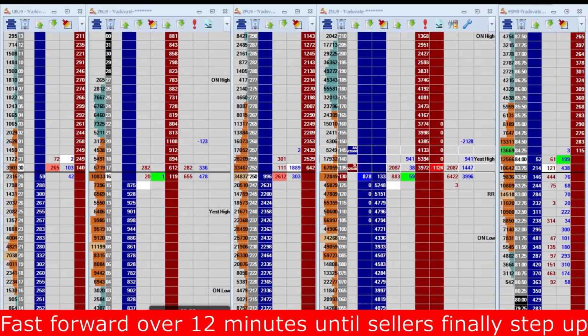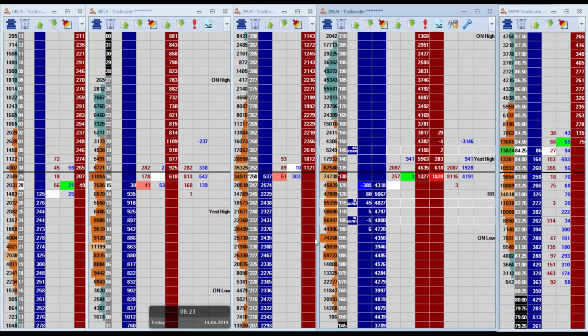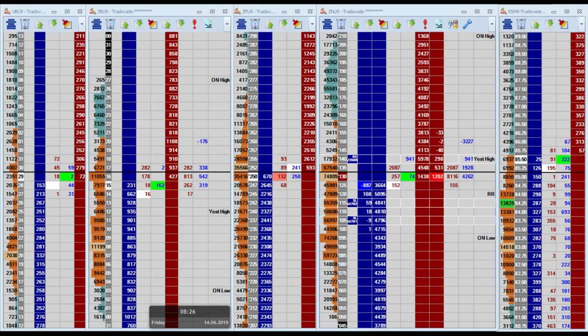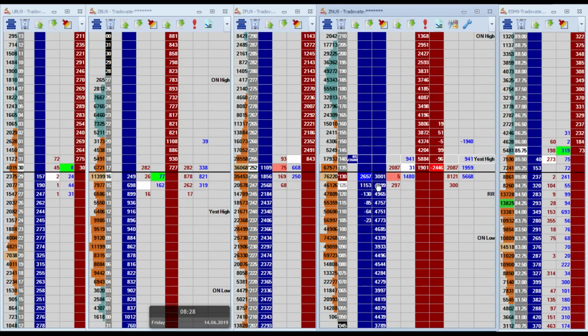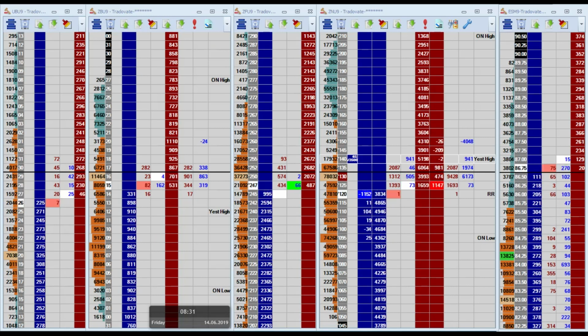We're having the same issue here where buyers are absorbing selling at this level, starting to get a two-tiered shelf. Sellers were able to push through it last time. Hopefully they can push through it again. It is Friday. It's 8:23. Probably maybe another hour, and then I think things will dry up quite a bit. That's just my suspicion, but you never know.